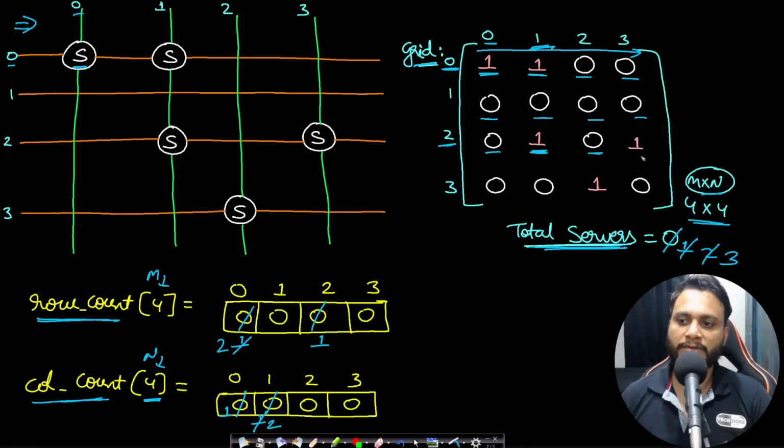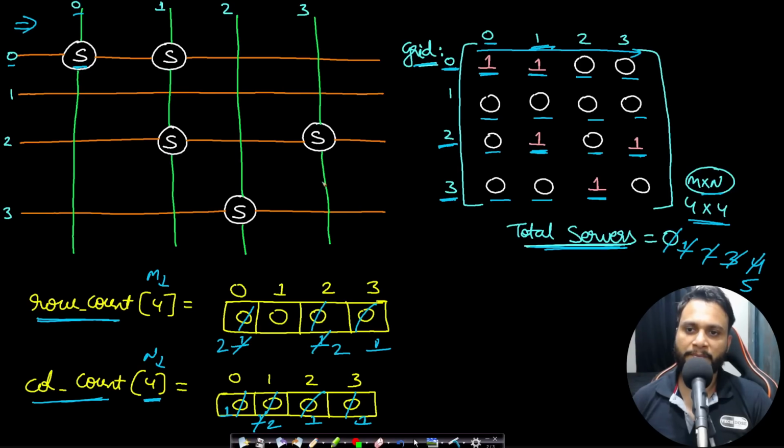Now this is not a server, this is a server at 2, 3. So at row number 2 you have seen another server, and at column number 3 you have seen a server, and the total server count becomes 4. Now these are all not servers. This is a server at 3, 2. So at row number 3 you have seen a server, and at column number 2 you have seen a server, and the total server count becomes 5. Okay, and now this is not a server, and we are done.